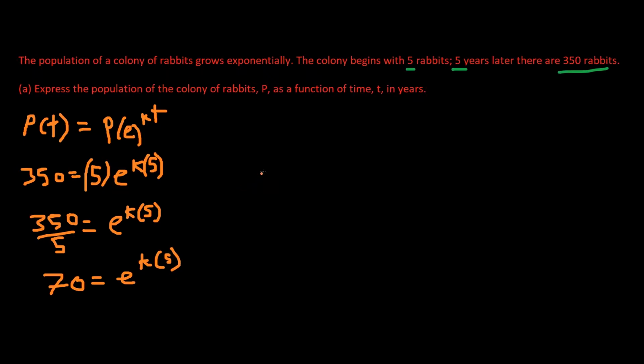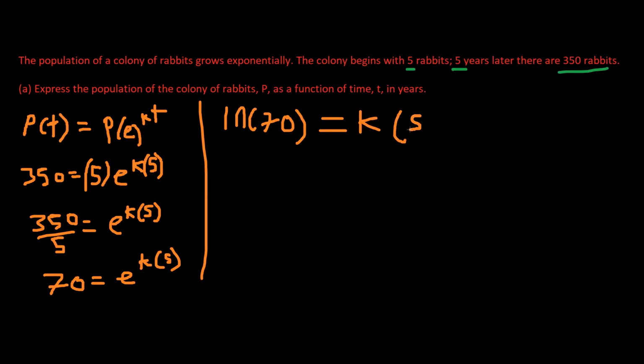Next, we want to get rid of the e. To get rid of the e, we use natural logarithms, ln. So we take ln of both sides. So ln of 70. When you take ln, the e disappears and it brings the K and the 5 down. So this equals K times 5. Super straightforward. Now we want to get rid of the 5. How we got rid of the first 5? By dividing by 5. Wow, my writing is bad.